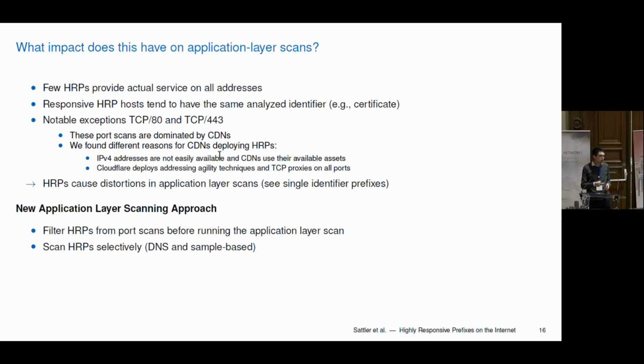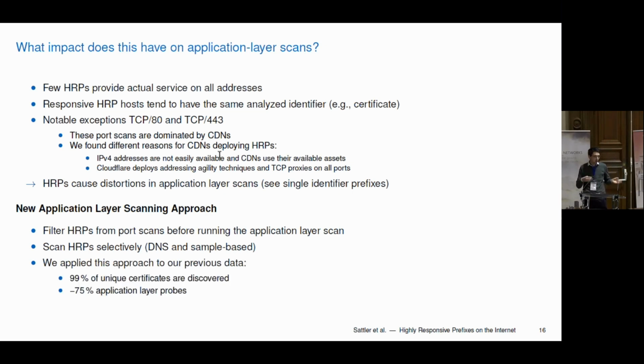And what we propose is, depending on your use case, it could be useful to filter HRPs before doing the application layer scan and scan HRPs selectively and more intelligently. We propose there a DNS and sample-based approach, and we applied this to our data and showed that we still can get 99% of unique certificates while reducing the number of application layer scans by 75%.